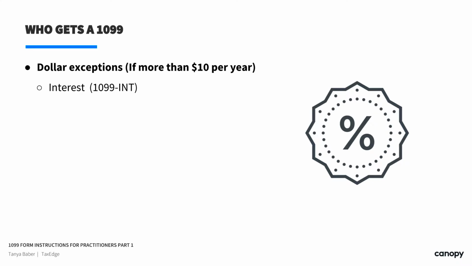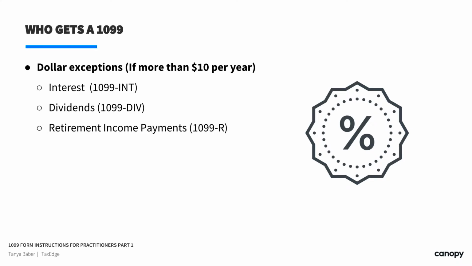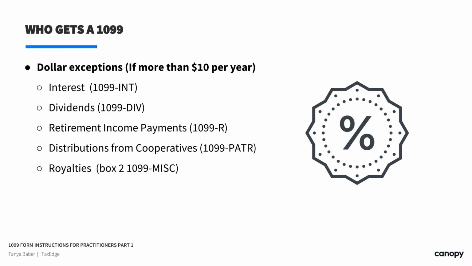The same thing for dividends, 1099-DIV, it's over $10 again, but this is one of those where we say it's an exception to our generic $600 rule. Any retirement income payments, the 1099-Rs, those get reported, it doesn't really matter on that dollar threshold. Somebody who gets a distribution from a cooperative, that 1099-PATR, or if they have royalties, that's Box 2 of the 1099-MISC. Here are ones where that dollar exception doesn't follow the $600 rule.